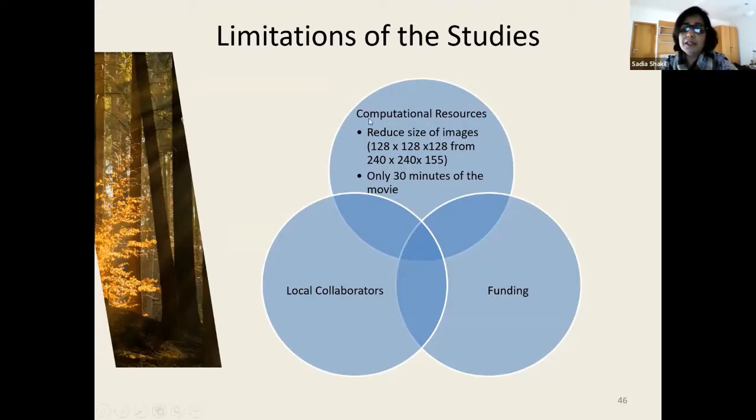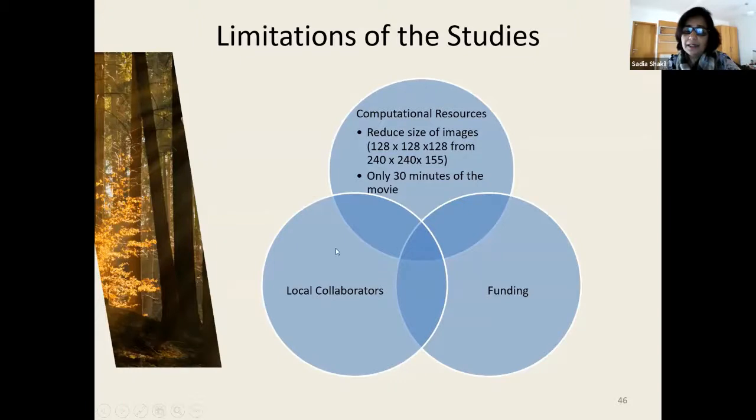The major limitation in most of the cases that we came across was computational resources. For example, in the case of brain tumor data, we had to reduce the size of the images in order to process them because we did not have computational resources. Similarly, in the other case also, we could use only 30 minutes of movie data because we did not have computational resources. Then again, funding is an issue, due to which it's difficult to keep the students on the same project even after completion of their degree.